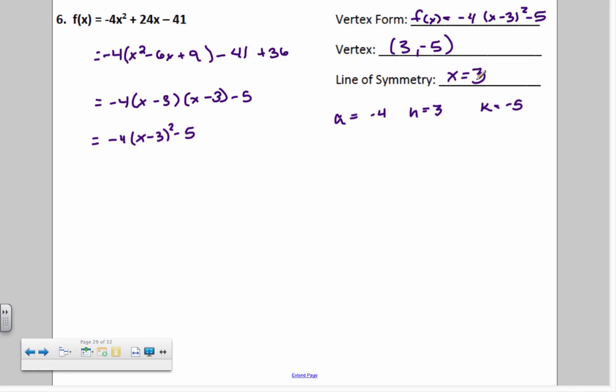So this one takes a little bit more practice, making sure that you only factor out the negative 4 from your first two terms in your trinomial. And then when you do your half of b squared to get your c, that you then have to multiply it by whatever you factored out and add the opposite to the end.